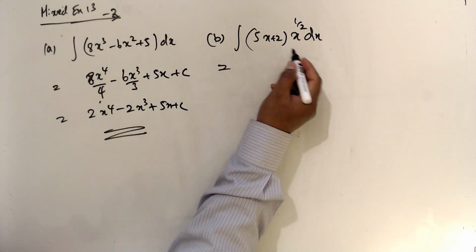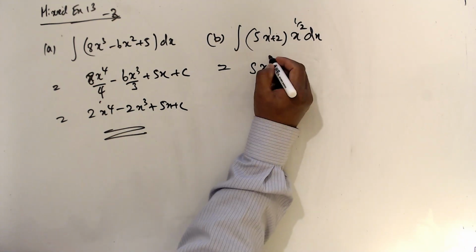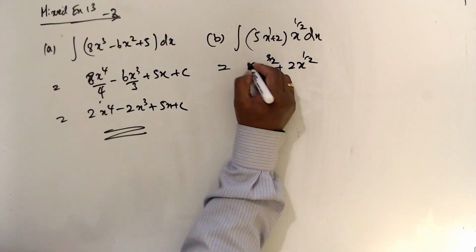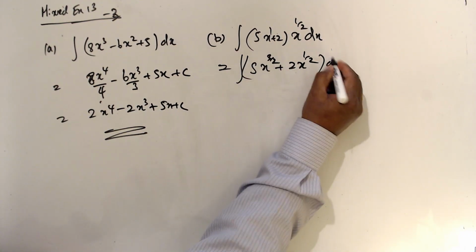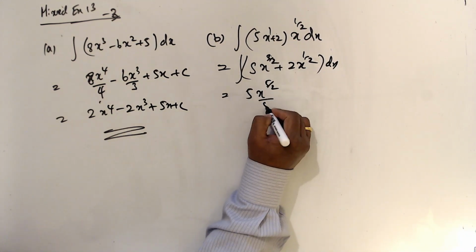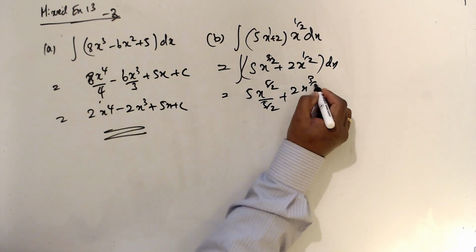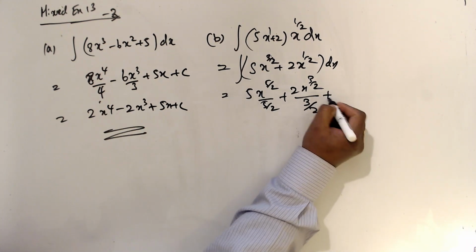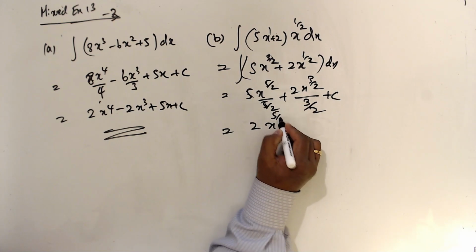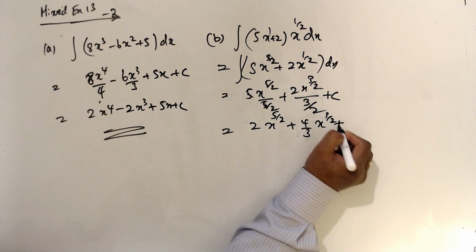So this is going to be 5x. This is 1 plus half, 3 over 1.5, that means 3 over 2. So this is 2x to the half, this is dx. So this is 5, this is x, 5 over 2 divided by 5 over 2. 2x to the 3 over 2 divided by 3 over 2 plus c. So this is 5 and 5 cancel out. 2x to the 5 over 2 and 4 over 3 x to the 3 over 2 plus 3.